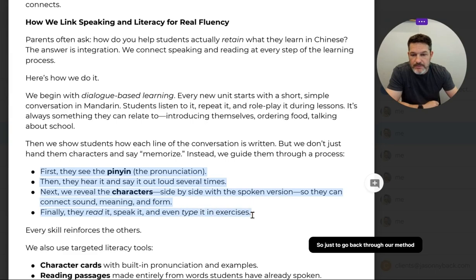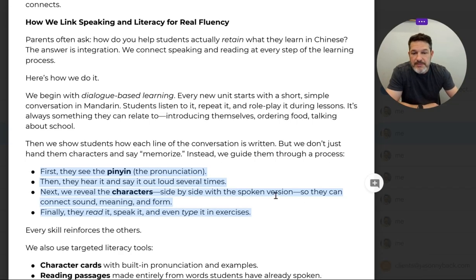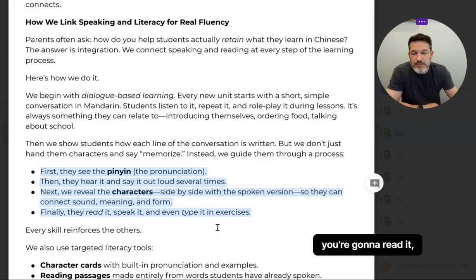So just to go back through our method again, we first start with the pinyin. You hear it, you say it several times, you become familiar with the sound, you internalize that sound, and then you're going to look at the character side by side with the spoken version, and that sound and that character become linked, and then finally you're going to read it, speak it, and even type it.